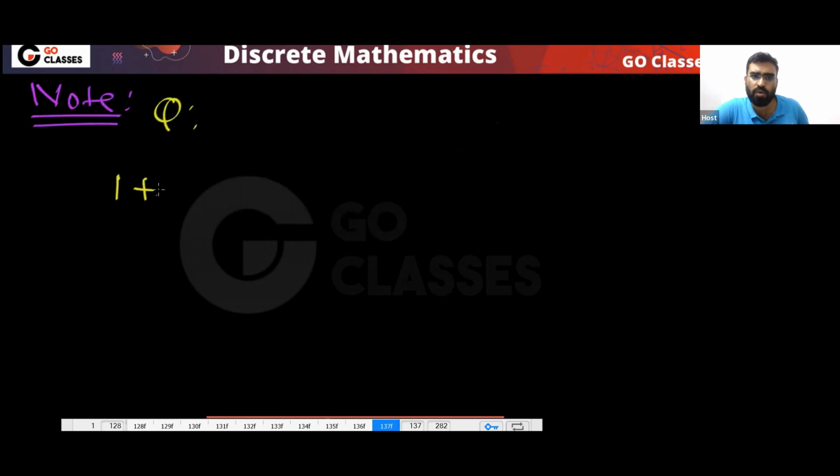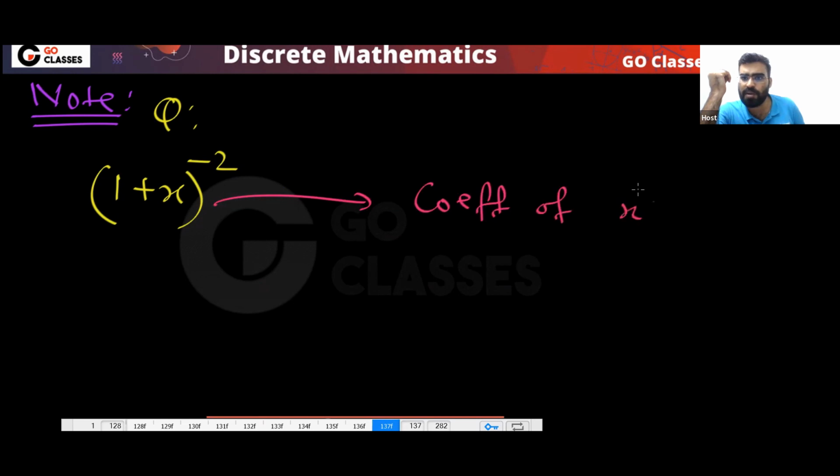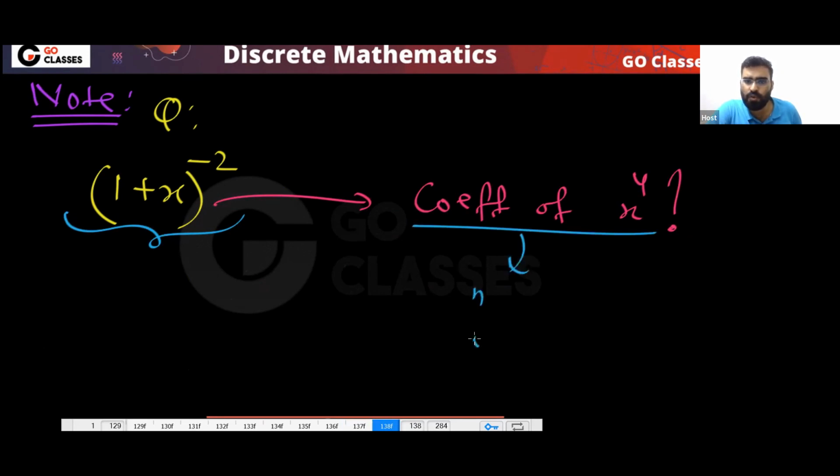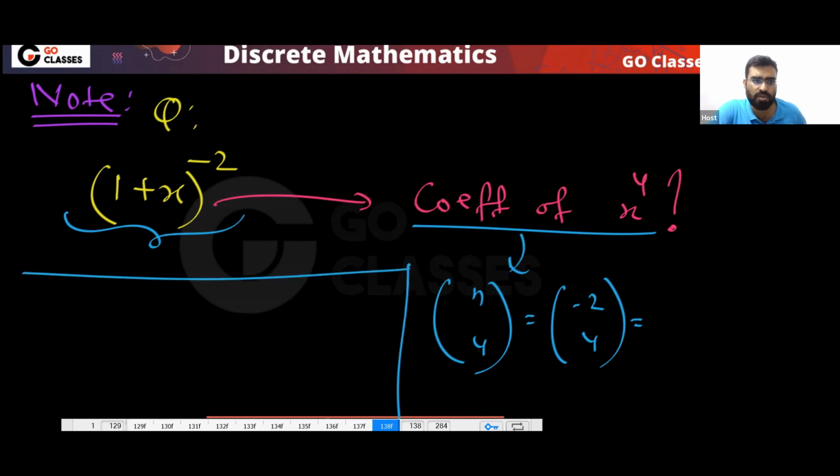These two questions I'm giving you. First question, (1 plus x) power minus 2. This is your expression. In this, find the coefficient of x power 4. Tell me, what will be the coefficient of x power 4? The coefficient of x power 4 is NC4, so that is minus 2C4. So just find minus 2C4.